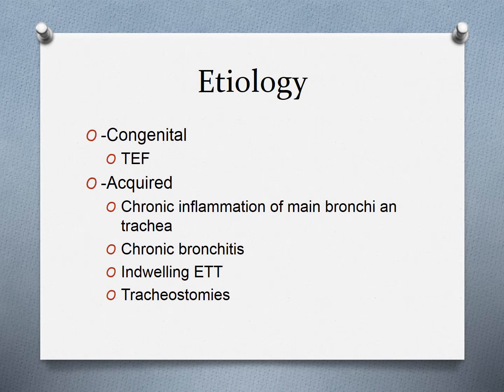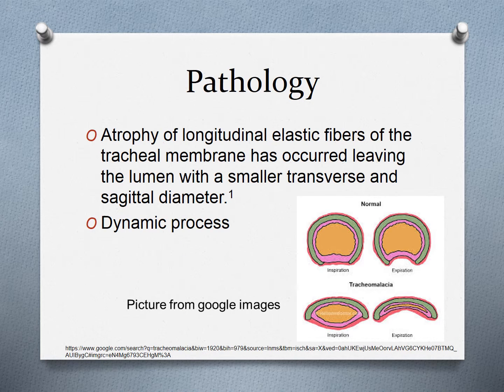Here's a little bit about the etiology. Tracheomalacia can be congenital, such as tracheoesophageal fistula in children, or it can be from chronic inflammation, anything ranging from recurrent infections, chronic bronchitis, prolonged endotracheal tube placement, tracheostomies. It's basically a pathological condition in which loss of elastic fibers of the tracheal membrane has occurred, leaving the lumen with a smaller transverse and sagittal diameter. So essentially, it makes the cartilages not act like cartilage. It loses some of its rigidity.